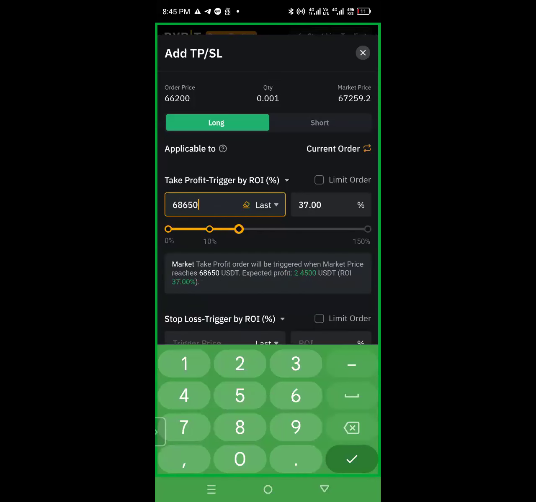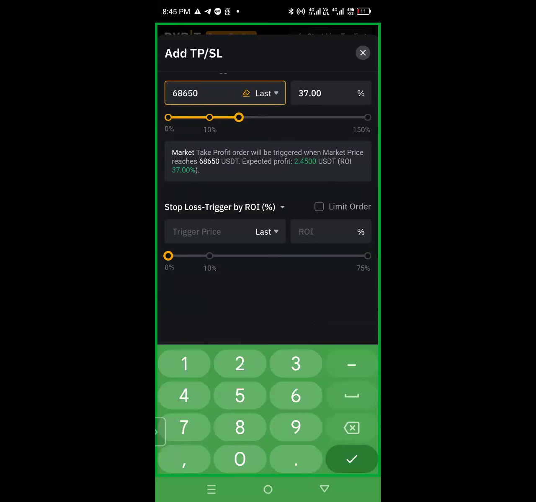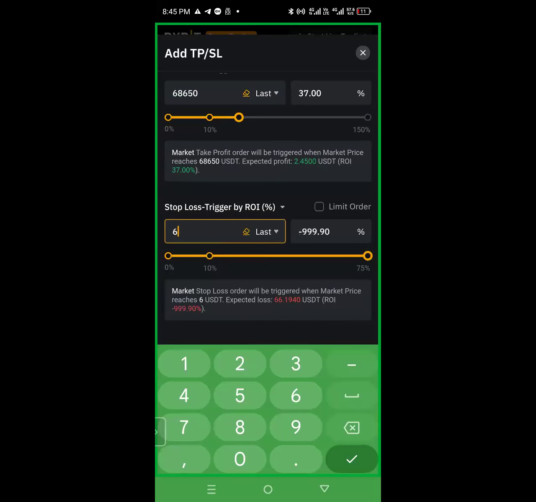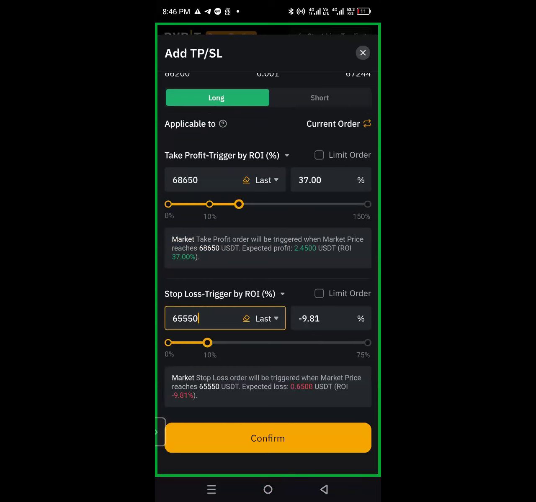Expected profit, that's what it is. Then expected loss. We need to enter our stop loss price, 65,550, to be able to know our expected loss. Now, the risk management here is maximizing this trade idea to its full potential according to your risk limit, to your risk percentage.